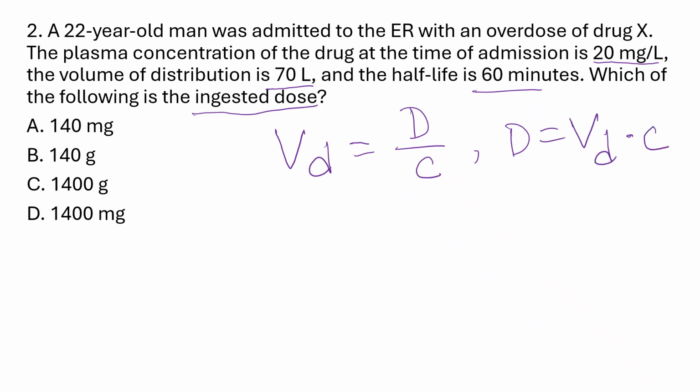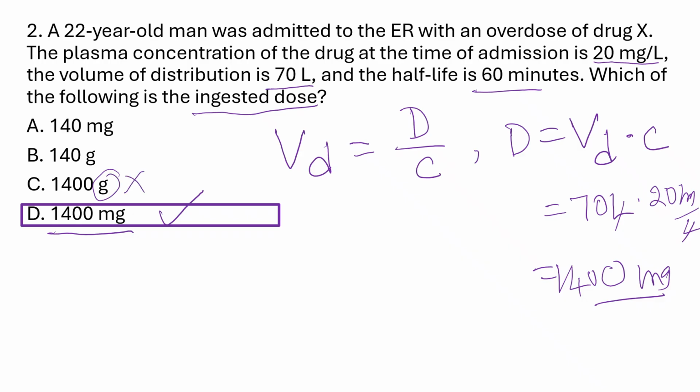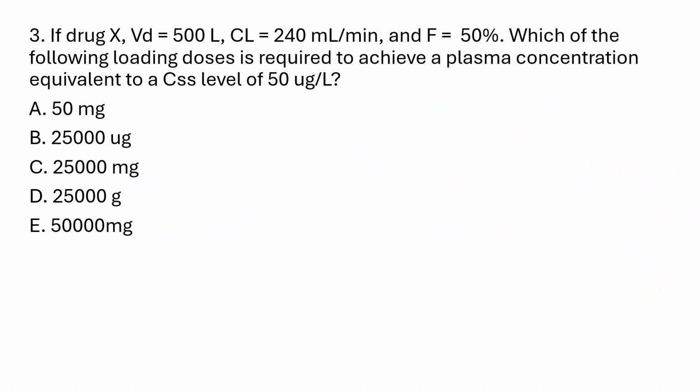What is the Vd? The Vd is 70 liters and concentration is 20 milligrams per liter. The liter goes away. 20 times 7 is 140, so that is 1400 milligrams. This is the correct answer. Also make sure of the units: 1400 grams is incorrect, 140 grams is incorrect, 140 milligrams is incorrect. Got it? Next one.